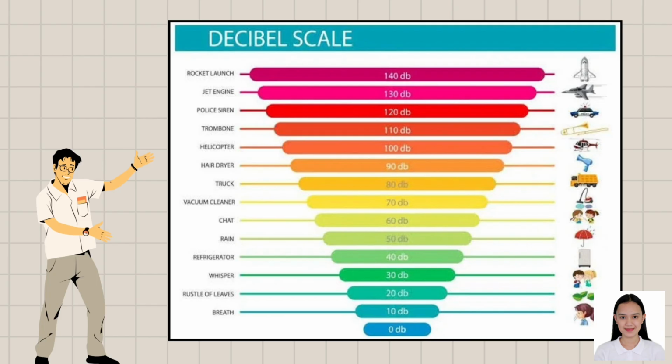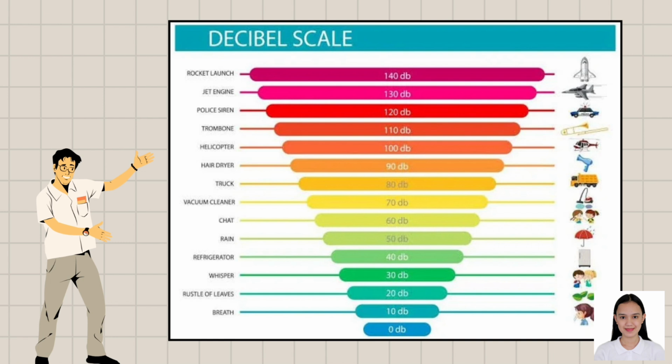So here we can see the decibel scale chart. At the lowest end, we have breathing at 0 dB. This is the threshold of hearing, the quietest sound a human ear can detect. A whisper is around 30 dB, while normal conversation is about 60 dB. And everyday sounds like a vacuum cleaner at 70 dB or truck traffic at 80 dB are already getting louder.